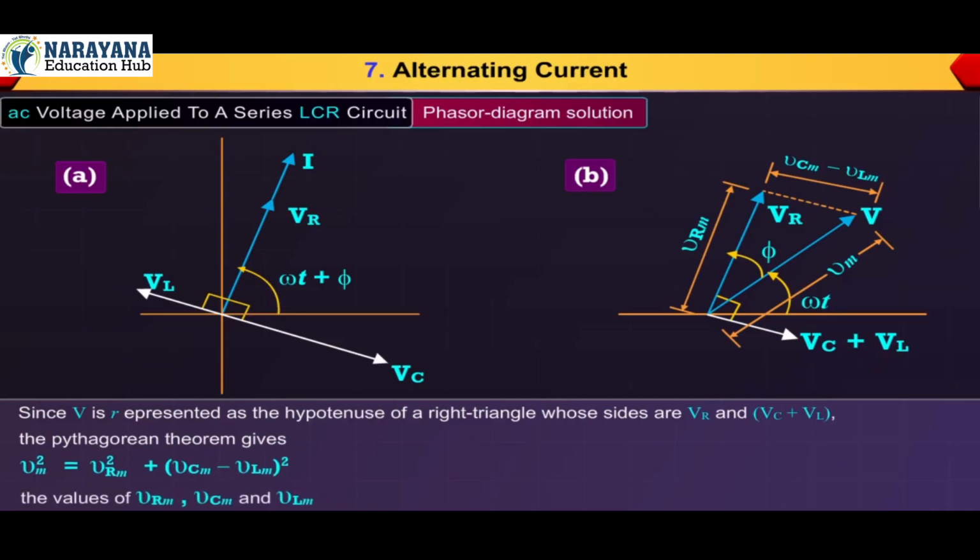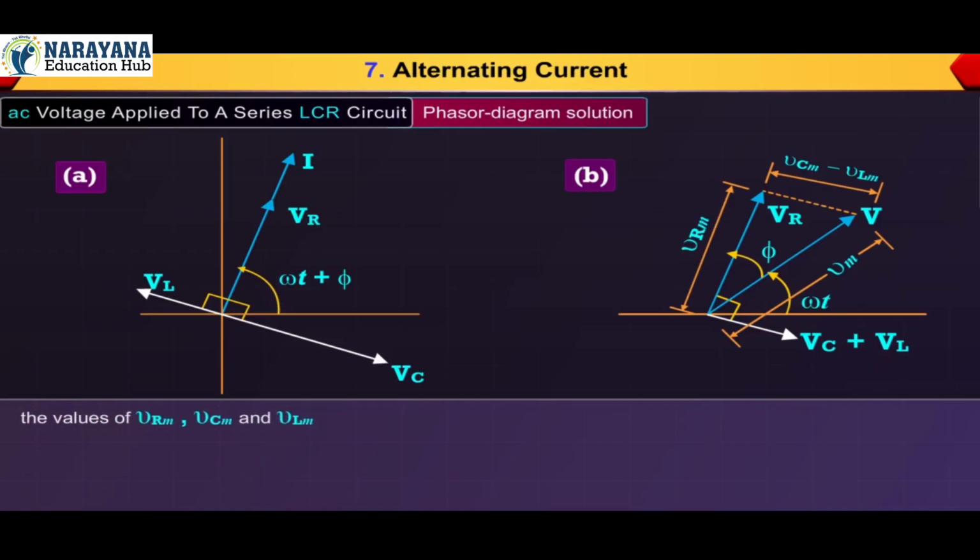Substituting the values of VRM, VCM and VLM from equation 22, VRM is equal to IMR, VCM is equal to IMXC, VLM is equal to IMXL into the above equation, we have Vm square is equal to (IMR) whole square plus (IMXC minus IMXL) whole square. Vm square is equal to Im square into [R square plus (Xc minus XL) whole square], or Im is equal to Vm upon square root of R square plus (Xc minus XL) whole square.